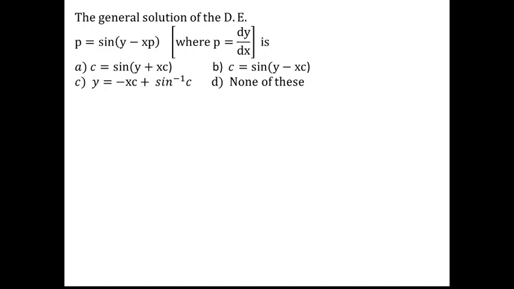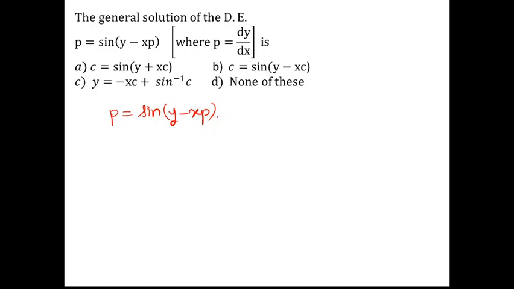So the general solution of the differential equation where p equals dy by dx is, so we want a general solution of this. First of all we need to identify the type of differential equation. Here it is written p is equal to sine of (y minus xp). Obviously you will not get a polynomial in p, so the option of an equation soluble for p is discarded.